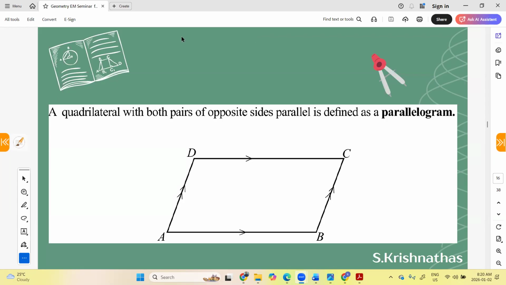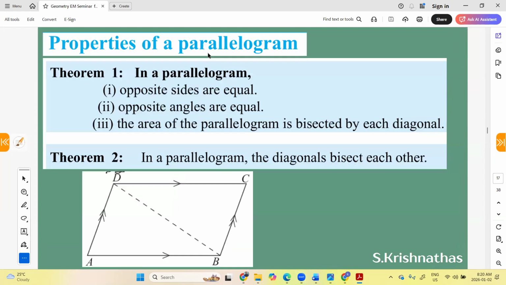Okay. Now, these are the properties of a parallelogram. In a parallelogram, opposite sides are equal, opposite angles are equal. The area of the parallelogram is bisected by the diagonal. In a parallelogram, diagonals bisect each other. Okay, these are the properties. So if you want to prove that it is a parallelogram, you have to mention opposite sides are parallel, so it is a parallelogram.